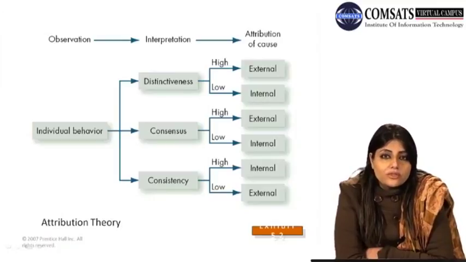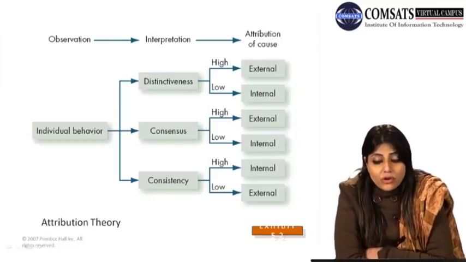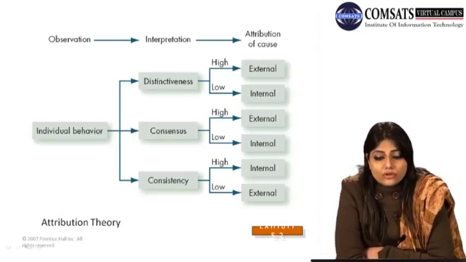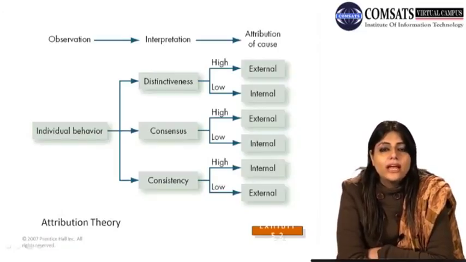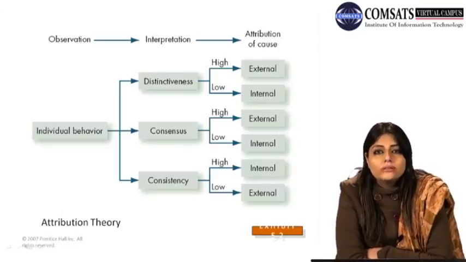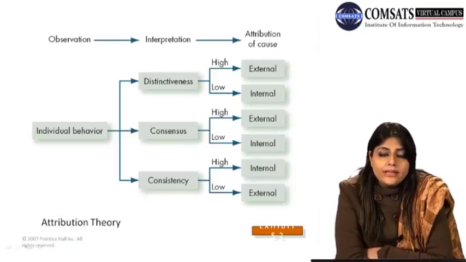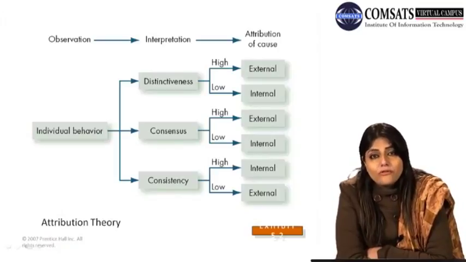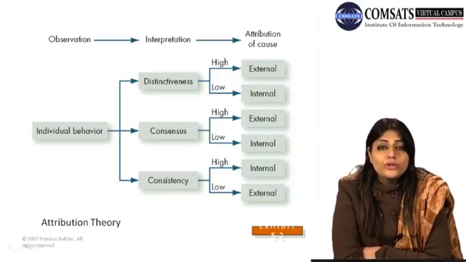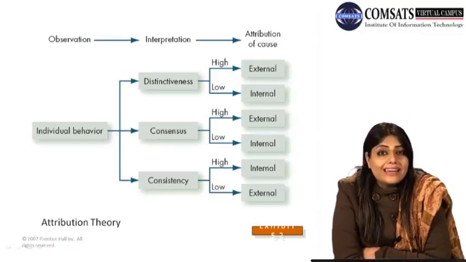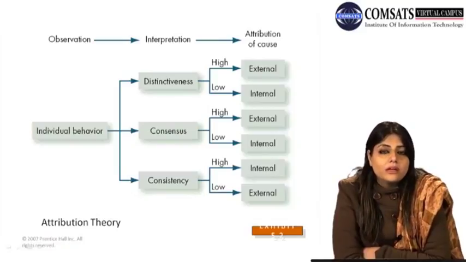So in the first place you observe, then you interpret your observation, and then you devise or define a cause of your attribution, right? If we try to explain this attribution theory with the help of an example of an individual who is coming to office late, and he explains to his manager that he was late because he was stuck in traffic, right? So how would you tend to analyze this explanation of that individual? What would you perceive from this?